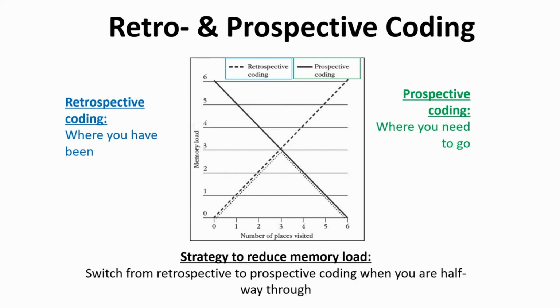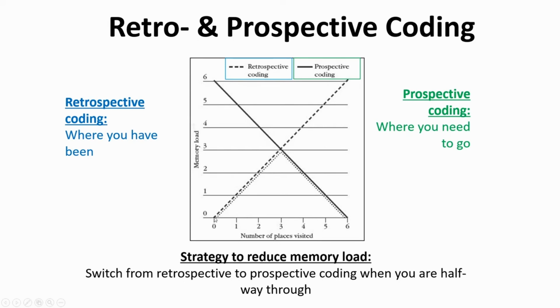Now, the best strategy, the proposed best strategy, would be to switch from retrospective coding to prospective coding at that halfway point. This would be the best strategy to reduce memory load, because at the beginning, prospective coding involves a lot of memory load. At the top here, there's lots and lots of memory load for the prospective coding. And when we get to the end of retrospective coding, there's a lot to remember there too. So this strategy is saying, okay, we'll just focus on these lower levels.